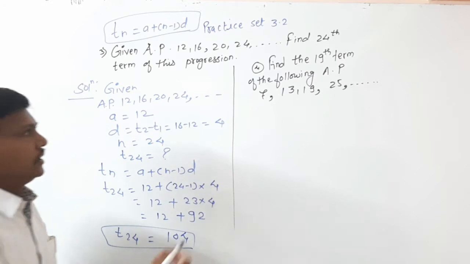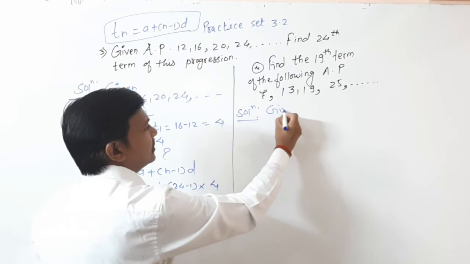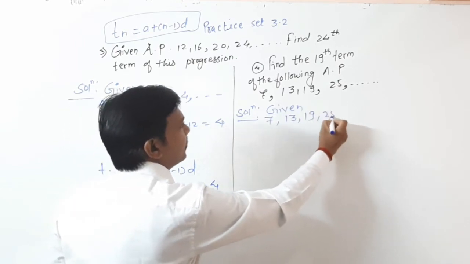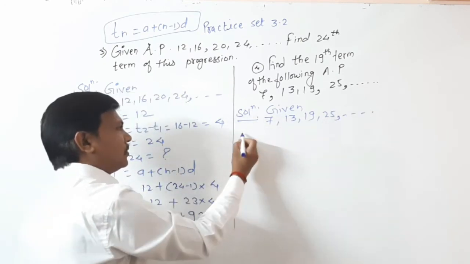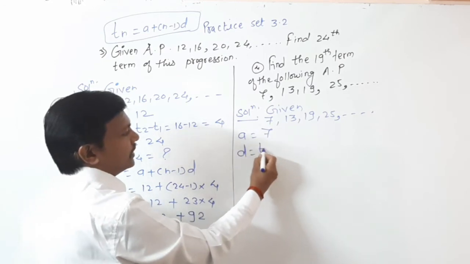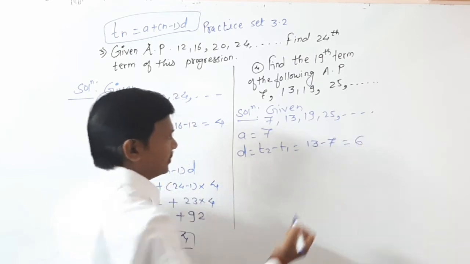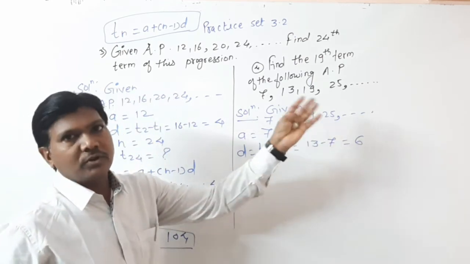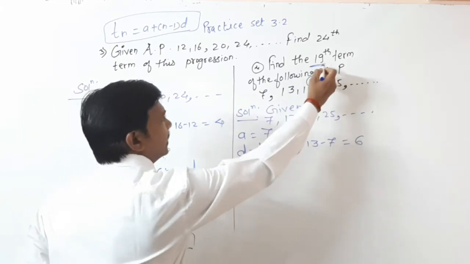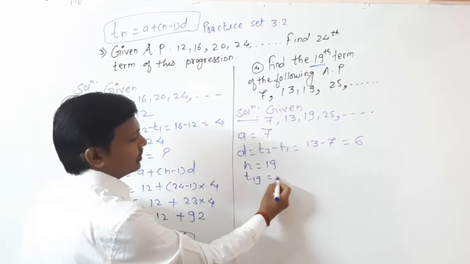Similarly, see here in this example, the given arithmetic progression is 7, 13, 19, 25 and so on. So from this, A, that is the first term, is 7, D that is T2 minus T1, so 13 minus 7 that is 6. So here the difference between two consecutive terms is 6. N equal to 19. So question mark, that is T19 equal to question mark.